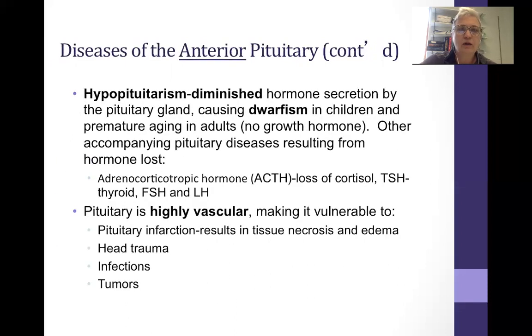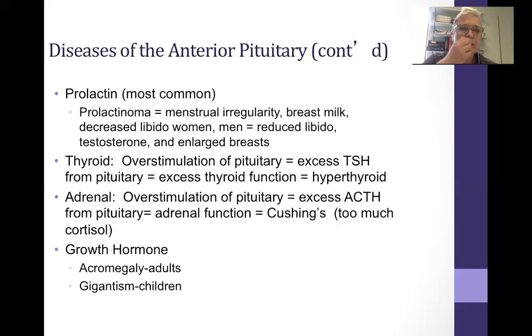So here we were talking about low, so small children and premature aging in adults. But when we go to the hyper side, there's a lot of things that we can look at.